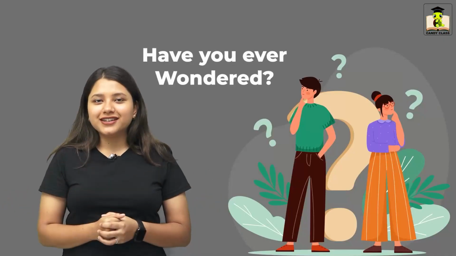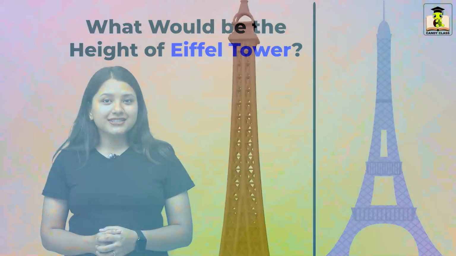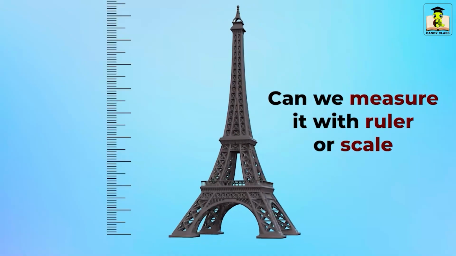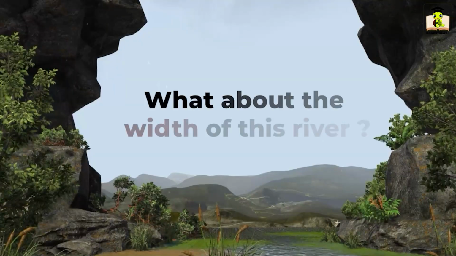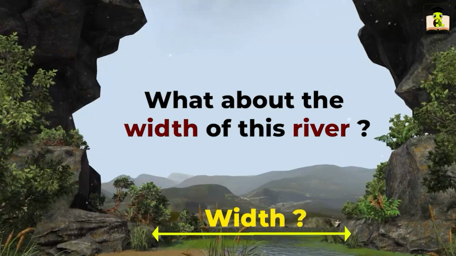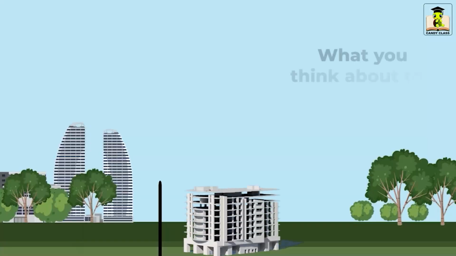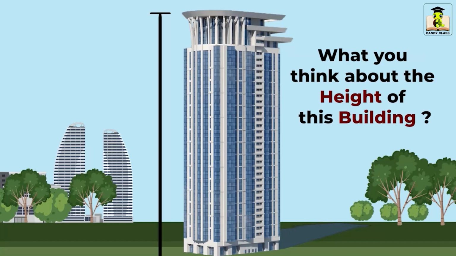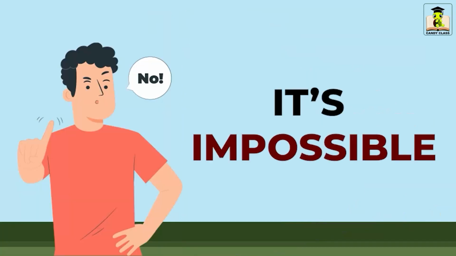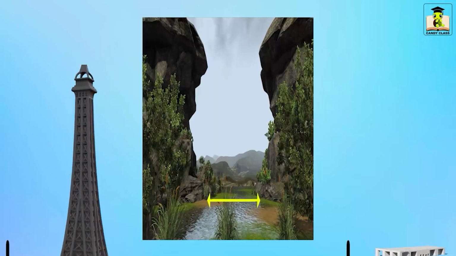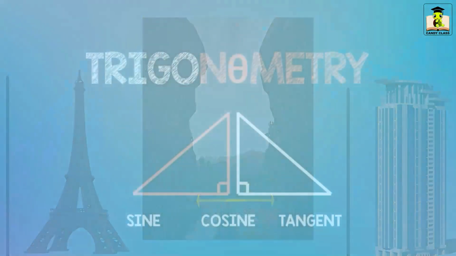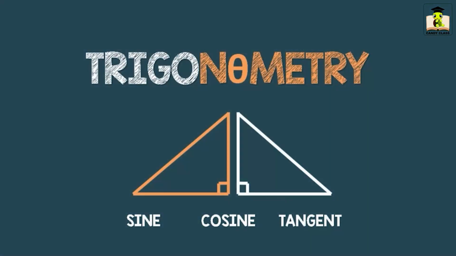Have you ever wondered what would be the height of it? Can we measure it with a ruler or scale? What about the width of this river? And what do you think about the height of this building? Can you measure it with the help of measuring tape? No, it's impossible. So such heights and distances can be found by applying trigonometry.